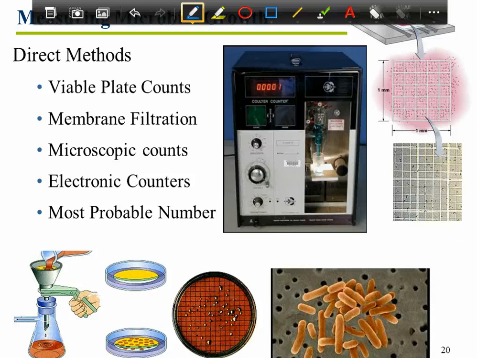Only the organisms that are alive will grow on the agar plates or in the agar plates. You can count the number of colonies. You can multiply it by the dilution, and assuming your math is good, you can get a very accurate calculation of number of bacterial cells per gram of sample, per mil of sample, whatever your sample is.